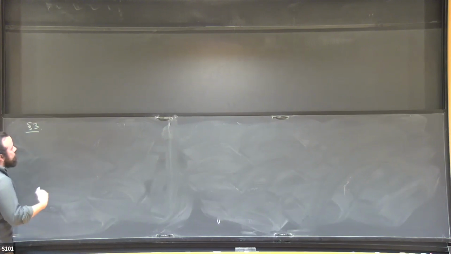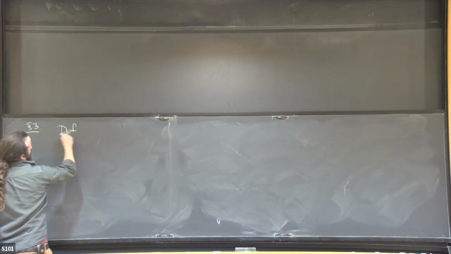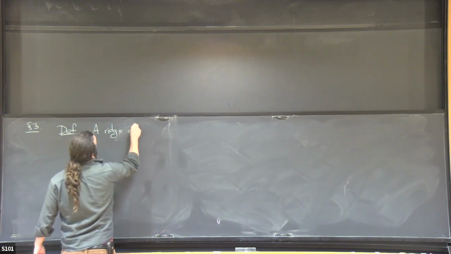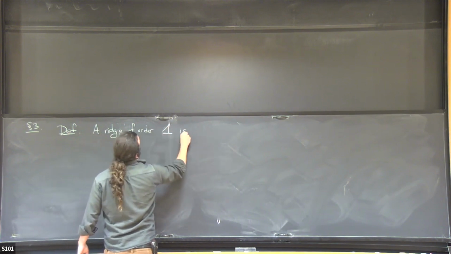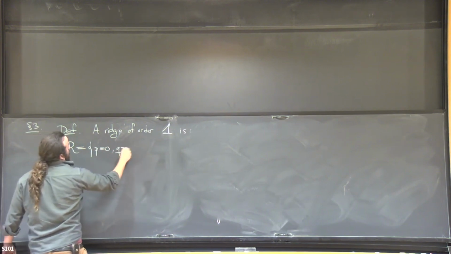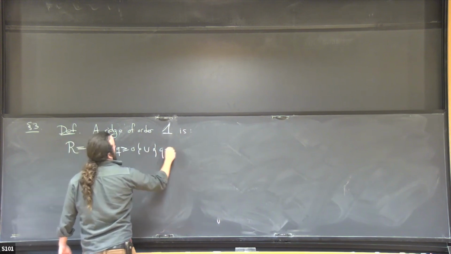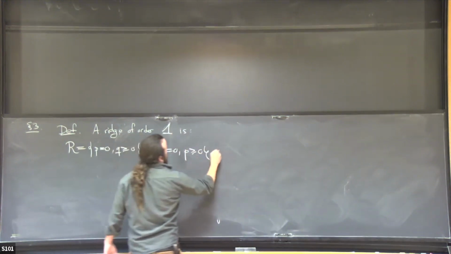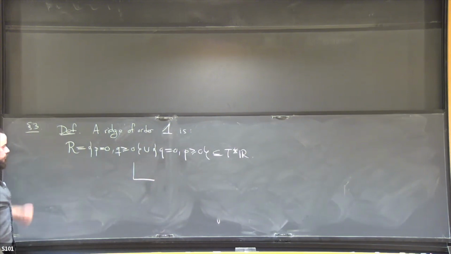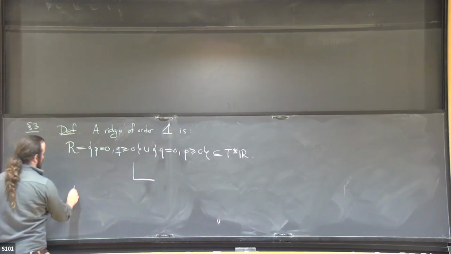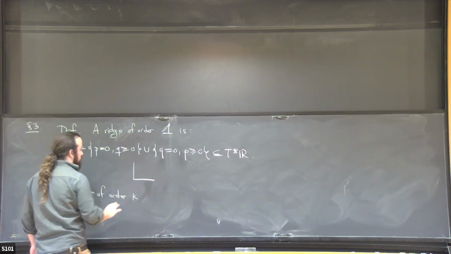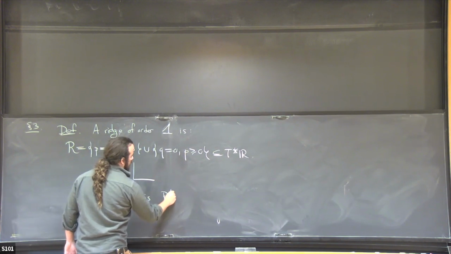For that, I need to introduce a class of singularities called ridges. So a ridge of order 1, a very simple object, is the union of two half-lines in space. So it's just that guy. And in general, a ridge of order k is R to the k.